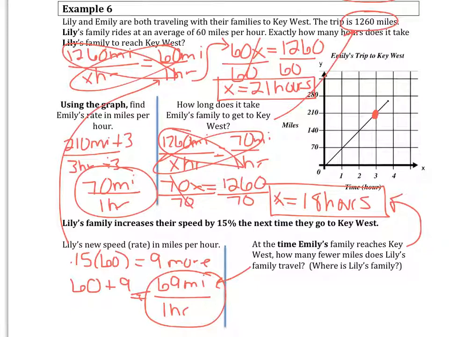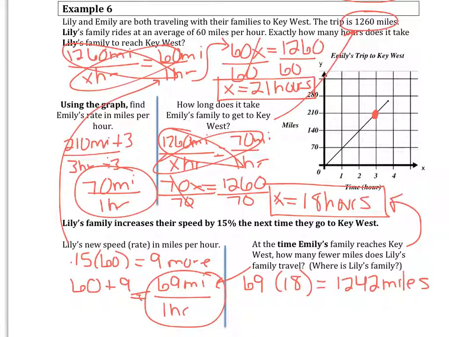And so we're going to take their speed, 69 miles per hour, and multiply it by the number of hours that it takes Emily's family, and we end up getting 1,242 miles into their trip. So they're very close to getting there, but they're not quite there yet, and clearly we can see that their speed was slightly smaller than the speed of Emily's family still, even with the 15% increase.